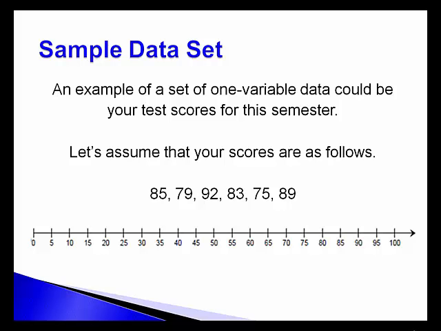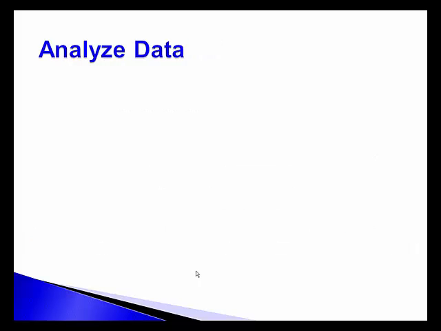So let's begin. I have an 85. I can plot it right there. A 79 right about there. A 92 right about here. An 83 right in the center there. A 75 and an 89. And I don't think there's anything very shocking or new and exciting about what I've done so far. I think every one of you could do this. So let's continue then, and let's analyze this data set.